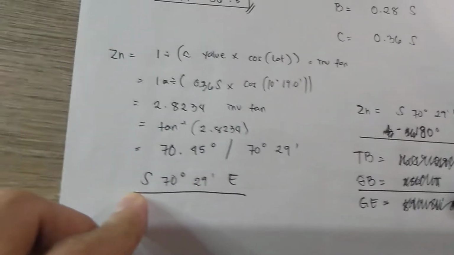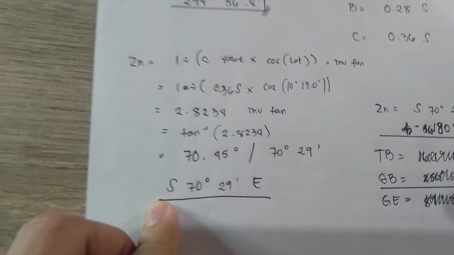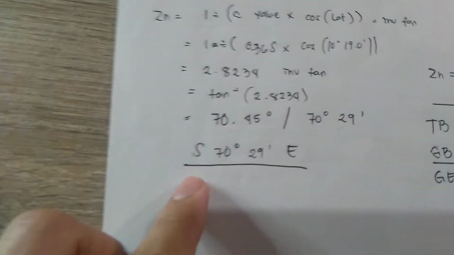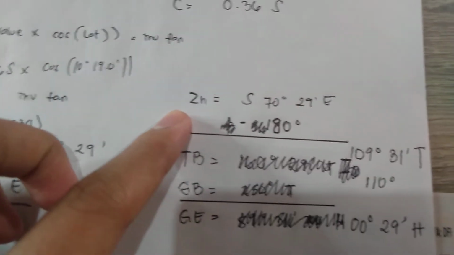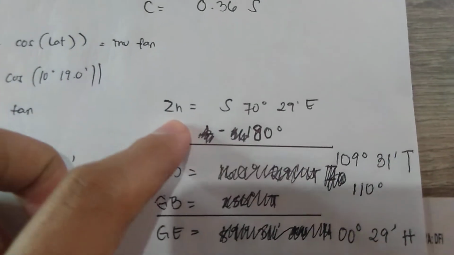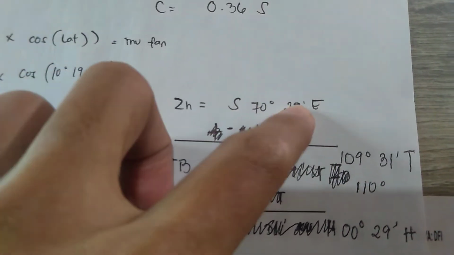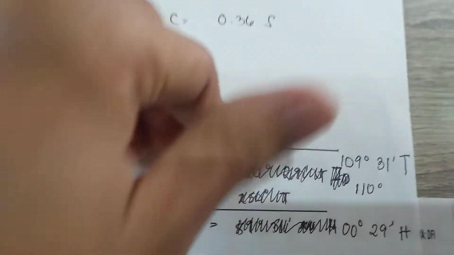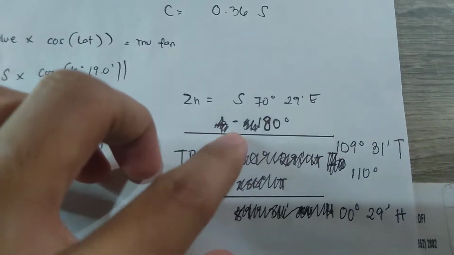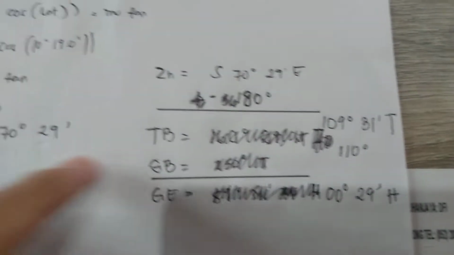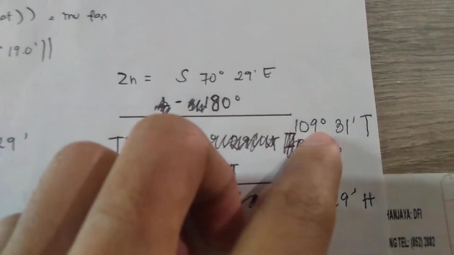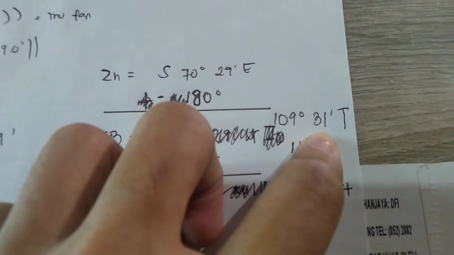It is south because it depends on the name of C. Okay? And east, because the value of LHA is between 180 and 360 degrees. So east. Now apply the zone azimuth: south 70 degrees 29 minutes east. So that is south and east here, and then minus 180 degrees, since it is half of the revolution. That would result to our true bearing 109 degrees 31 minutes true.